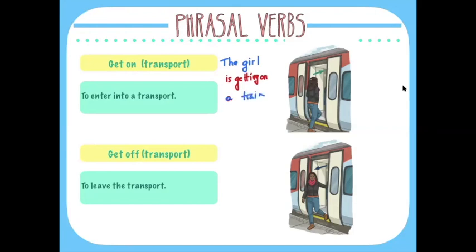Very good. And you too, can you tell us please the same sentence but with get off? Yes. The girl is getting off the train. The train, very good. It's getting off the train. Very good. Let's go to the next.